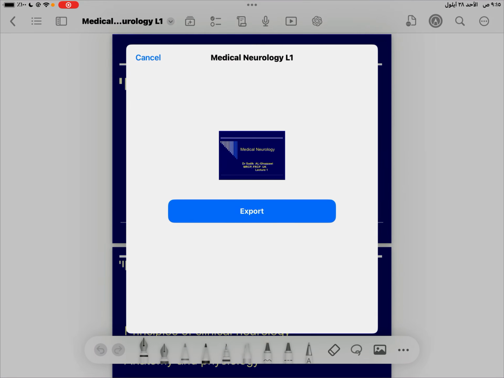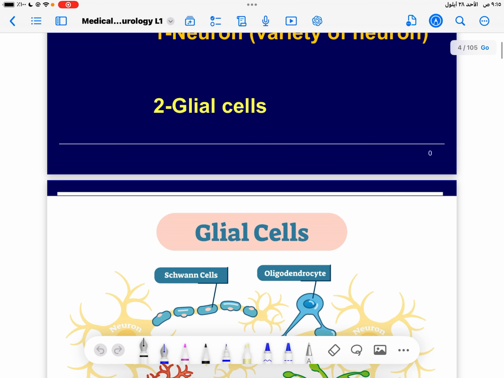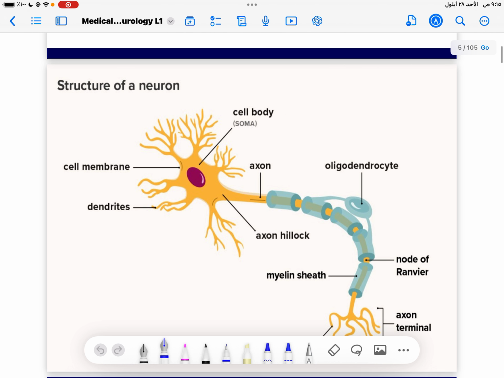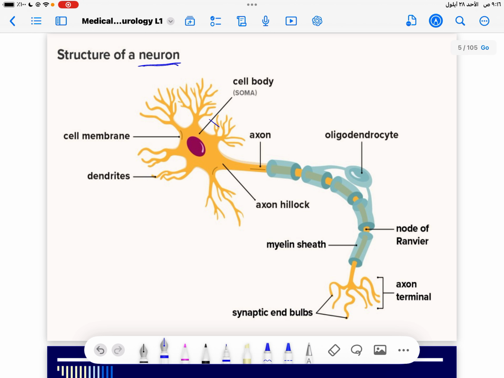And there are varieties of glial cells. Each type of glial cell has specific functions. For example, we have the astrocytes, and we have the oligodendrocytes, and so on. So we start, this is the basic unit, the neuron. This is the body, the nucleus, and in that body, the electrical signal, the action potential, is generated.